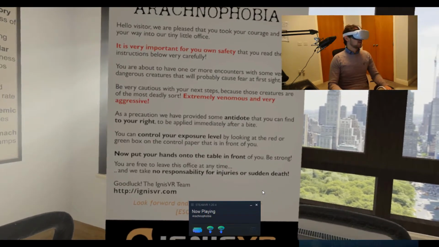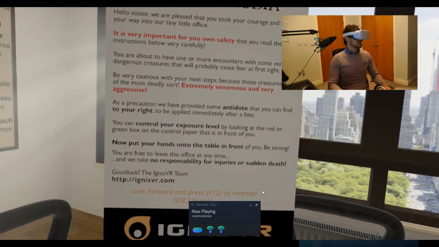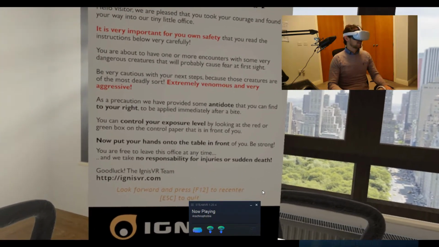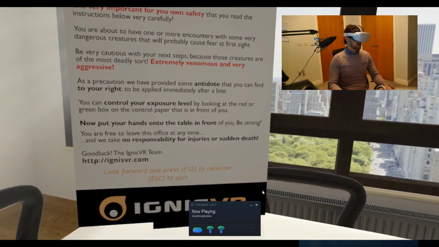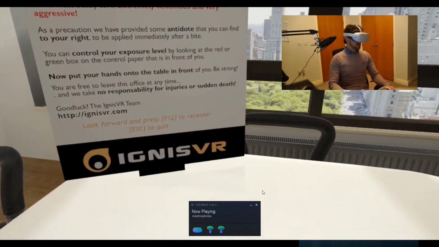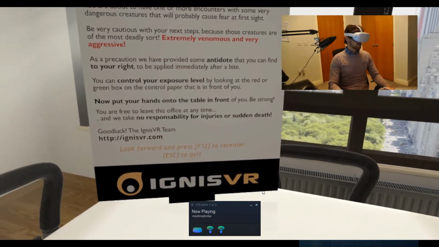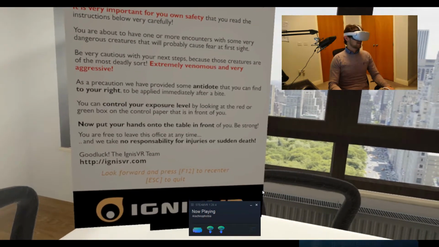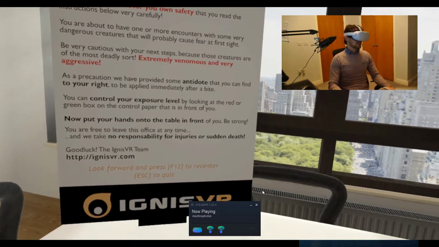So as a precaution, we have an antidote. You can control your exposure level by looking at the red or green box on the control paper that is in front of you. Now put your hands on top of the table in front of you, be strong. You are free to leave the office at any time. We take no responsibility for injuries or sudden death.